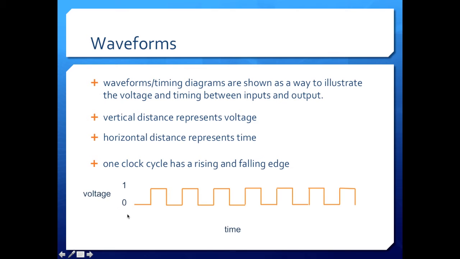Now, one clock cycle is represented by a rising edge and a falling edge. So you see that this one clock that you see here has started with a rising edge. It starts here, then it goes up, and then it goes across. It's on for some period of time, and then it comes back down to the 0 position. So that is one cycle, or one clock cycle.